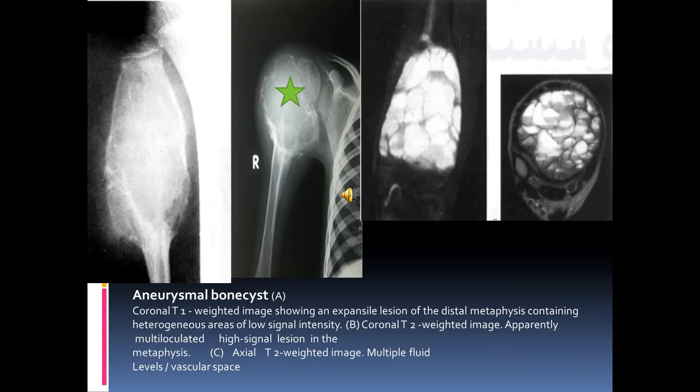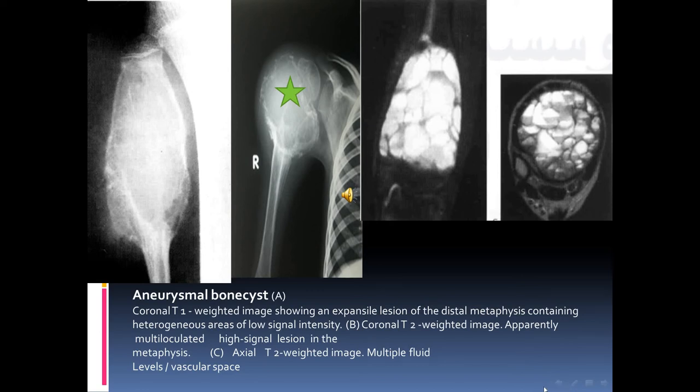Also, on the image on the right side, we can see MRI study done for the lesion, and we can see multiple high signal intensity areas with the fluid levels that represent vascular spaces within this lesion. So, in fact, this lesion is a cyst containing vascular spaces, and that's why it appears as high signal intensity in the MRI. And this type is named the aneurysmal bone cyst.